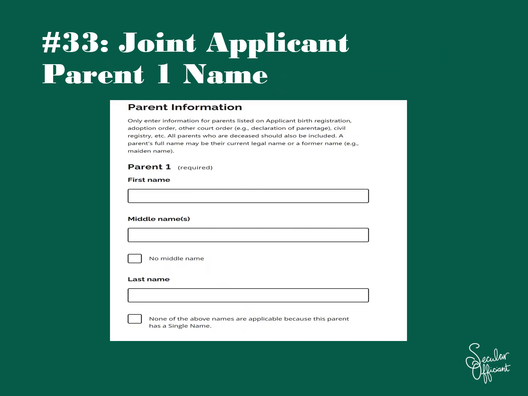Step 33 is indicating the name of your partner's first parent. Include the first name and middle name. If they don't have a middle name, select the square box indicating no middle name. Then include their last name. If the parent has a single name, select the square box indicating single name and input their parent's single name.